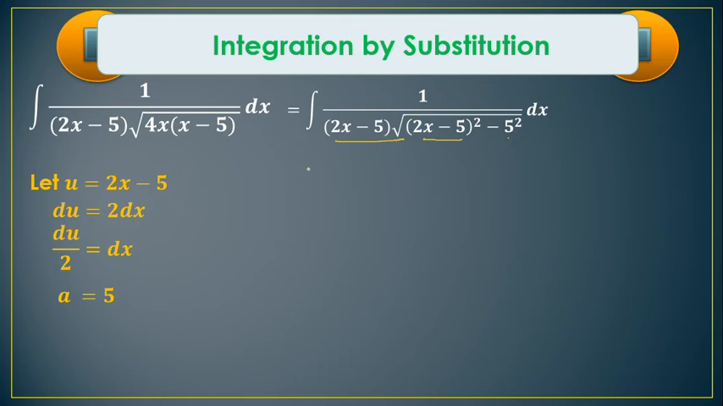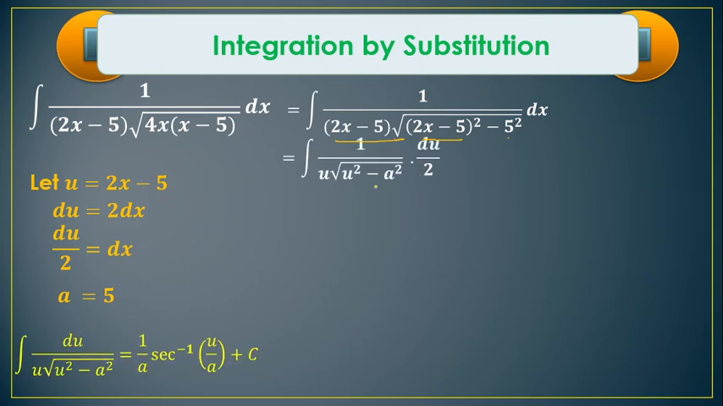Ang gagawin na natin ngayon, mag-u-sub na tayo. So, papalitan na natin lahat ng may mga variable na naka-x na yan kasi naka-dx pa tayo to make it du na. So, magkakaroon tayo ng the integral of 1 over u times the square root of u squared minus a squared times du over 2 na. And then, alam naman natin, every time naka-encounter tayo ng meron constant, inilalabas natin siya mula dun sa integral sign. Kaya nilalabas natin yan, so magkakaroon tayo ng 1/2 integral of 1 over u times the square root of u squared minus a squared du.